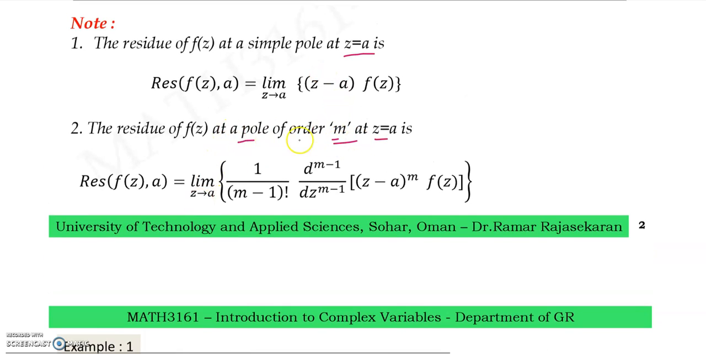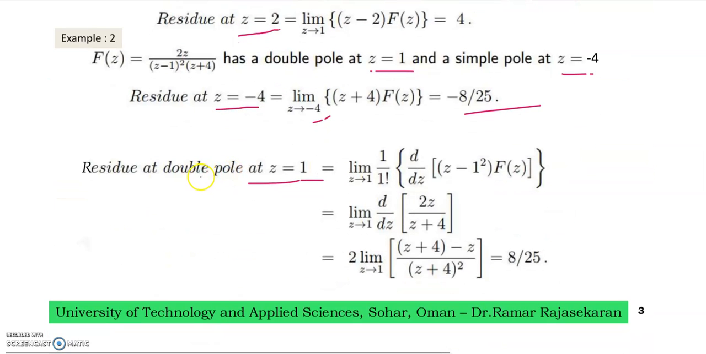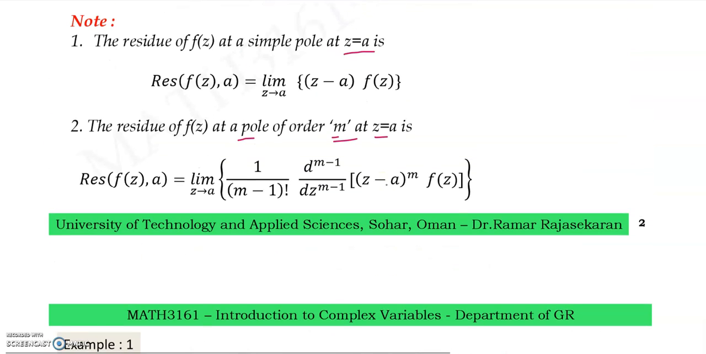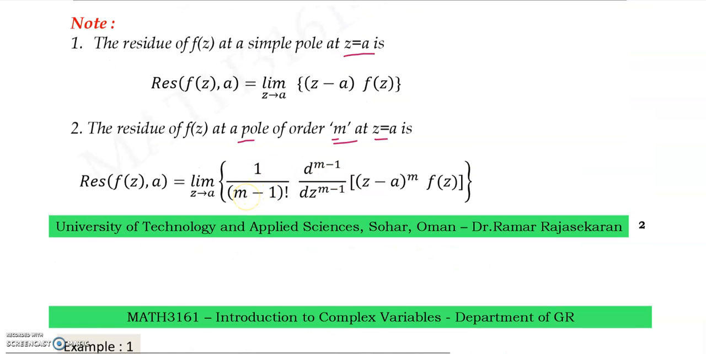So how to find the residue of a pole of order m? You see here, this is the rule. Now here what is the order? Order is 2 in this question. That is a double pole, order is 2. That's why we are writing limit z tends to 1, 1 over 1 factorial. Just substitute here in this rule. m is 2, so (2 minus 1) factorial, d power 2 minus 1 is 1. So d divided by dz of (z minus a) whole power 2 f of z.